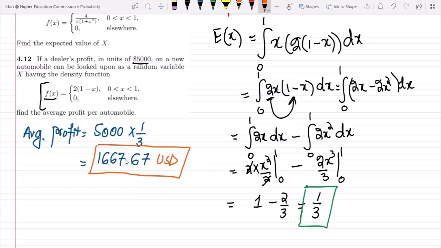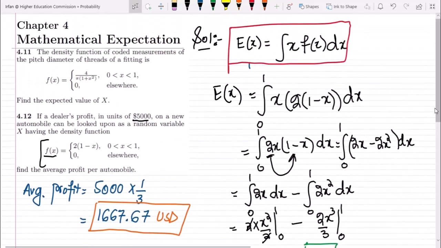So that is the solution of our problem, in which we have first found the expected value and then, multiplying it with the unit profit, we have got our answer. So that is the solution of two relevant problems related to the mathematical expectations of the continuous function.